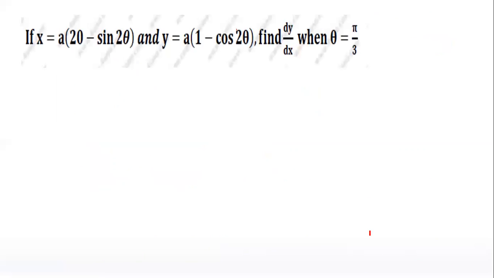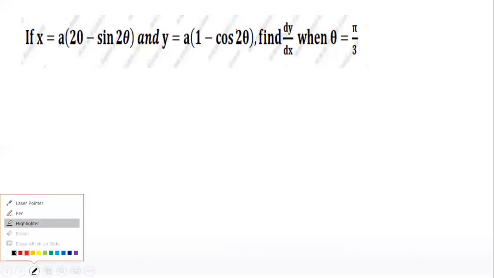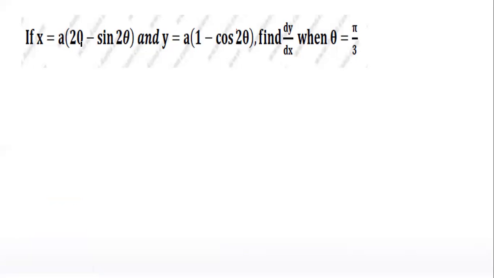Next example. It is given to us x equals a (2 theta minus sine 2 theta) and y equals a (1 minus cos 2 theta). Find dy over dx when theta equals pi by 3. So here also we will find out dx over d theta. a is constant, it will remain as it is. Derivative of 2 theta will be 2 minus derivative of sine 2 theta. This is applying the chain rule. Derivative of sine theta is cos theta, and derivative of 2 theta again will be 2.